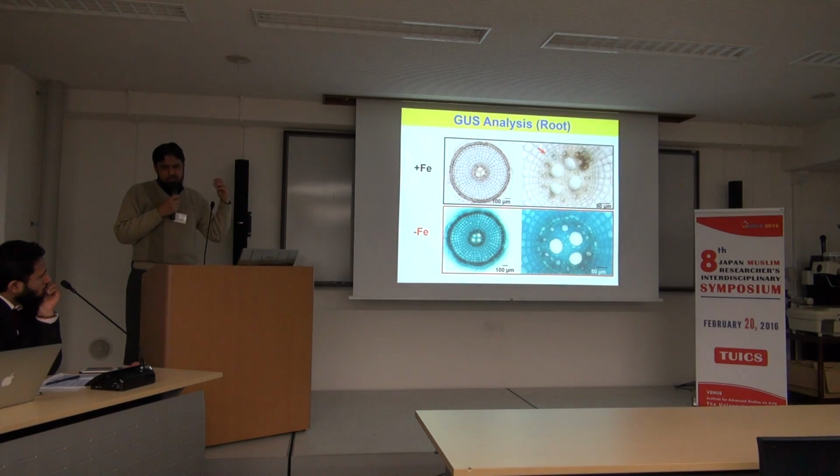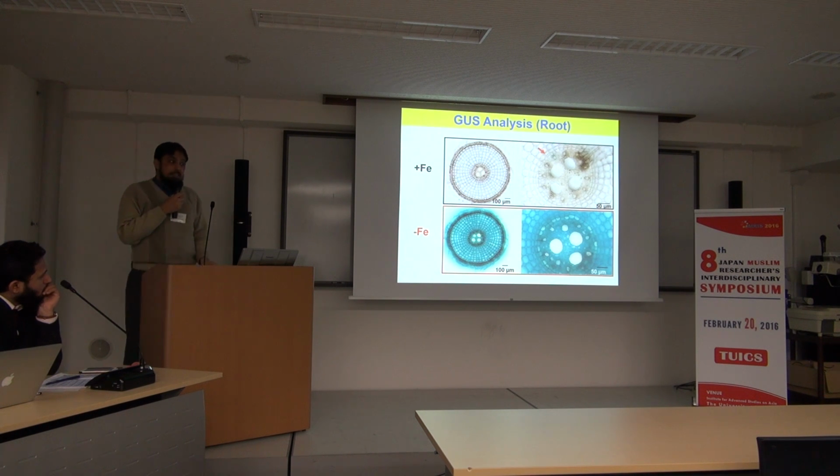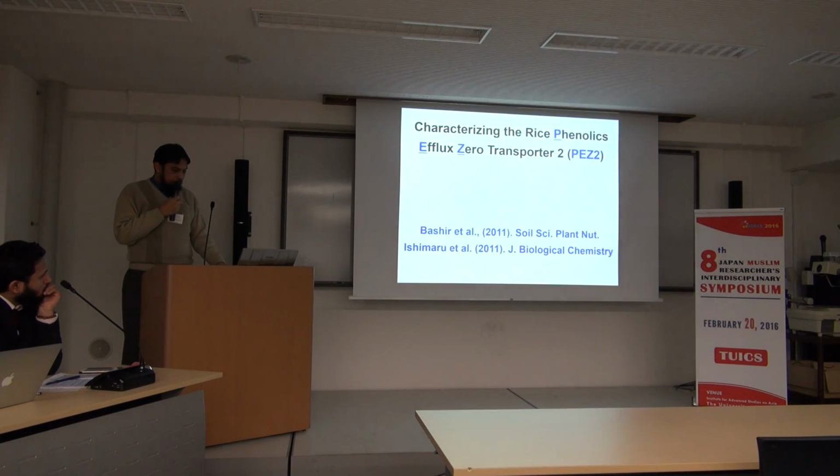And we use a lot of techniques. I will not go into details. We can see that when there is enough iron, plants are wise enough, there is almost no expression. There is very low expression in the regions which are involved in long distance transport. But when there is no iron, the expression is increased. Increased color means the increased synthesis. So they need more recruitment.